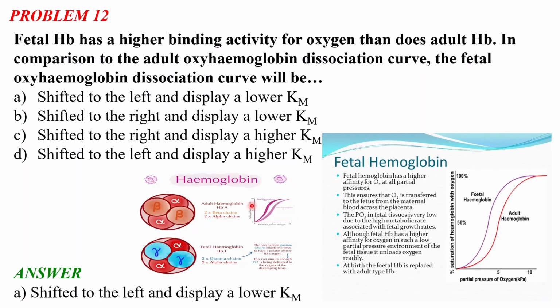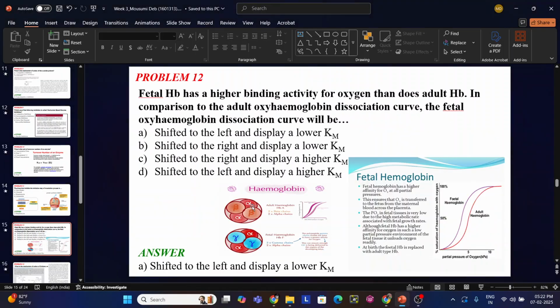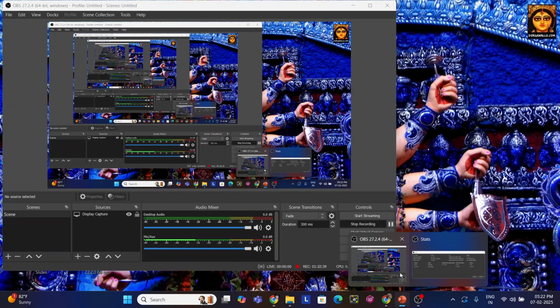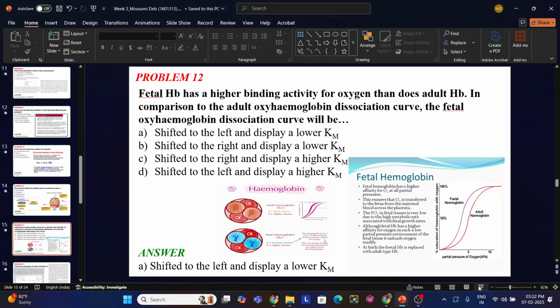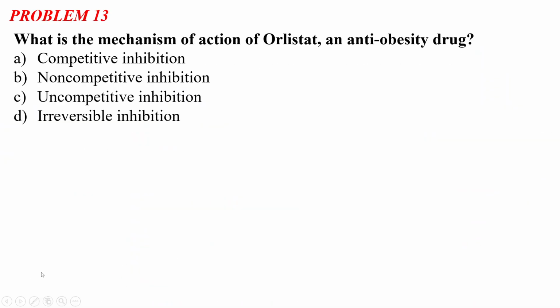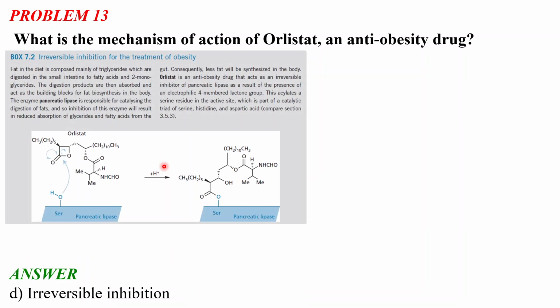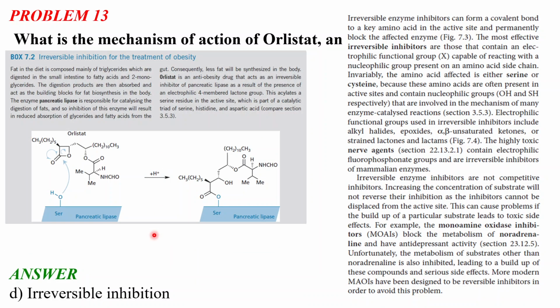Let me check the chat box. Okay, I have received two answers which are saying it is number D. Let me check if number D is the correct answer. So the mechanism of action of orlistat, which is an anti-obesity drug, is, yes, number D, irreversible inhibition. So irreversible inhibition for the treatment of obesity.